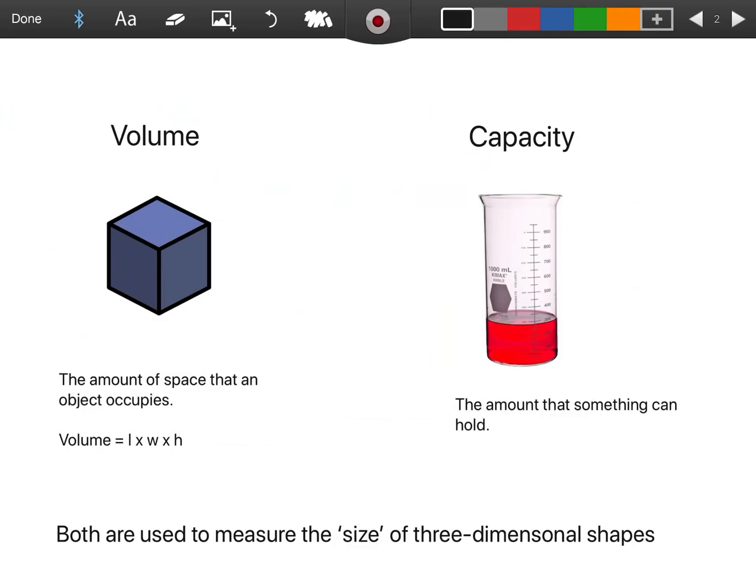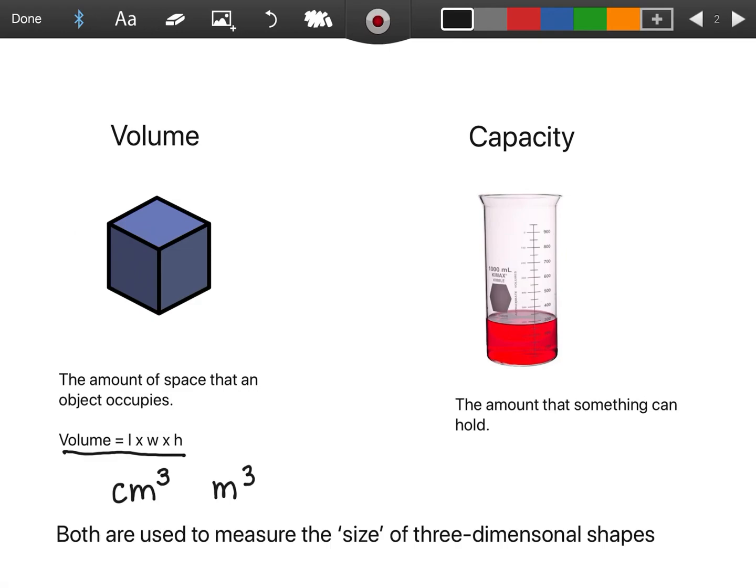Volume is looking at the amount of space an object occupies, and the most common formula that we are aware of is this one, which is length times width times height, which is used to find the volume of rectangular prisms and cubes. Volume is usually expressed in the unit of centimeters cubed or meters cubed.